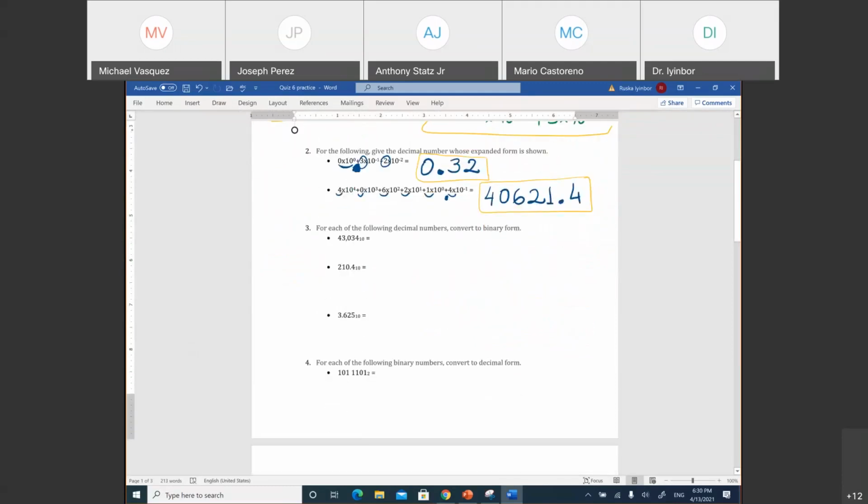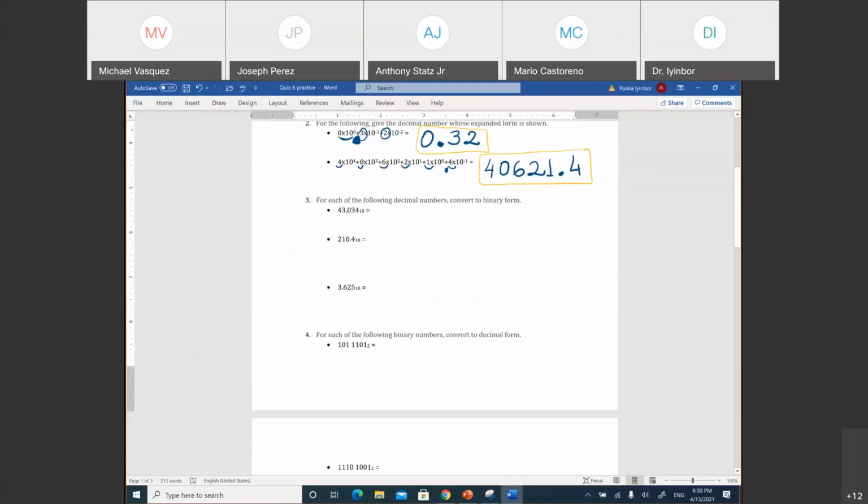We need to convert the decimal to binary. Usually this little 10, you don't put it down, but I put it just in case, to make sure you understand this is a decimal number. And then for the binary number, you're just going to change it. You're going to put the 2 at the end.